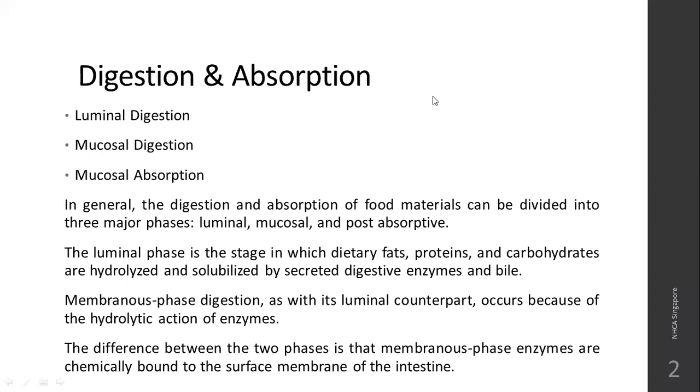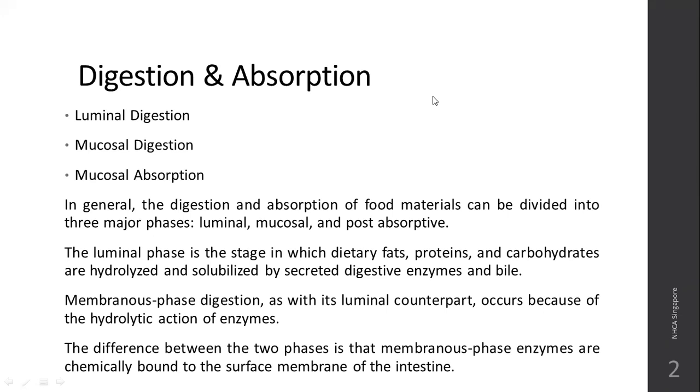For digestion and absorption, all the three major nutrients, carbohydrates, fats, and proteins, get their initial stage of digestion through hydrolysis, which uses enzymes, and only after hydrolysis can they be absorbed. There are three stages of digestion: luminal digestion, mucosal digestion, and mucosal absorption. Luminal digestion is where the hydrolysis takes place. The enzymes are working, the bile salts are working. That part happens in the duodenum.